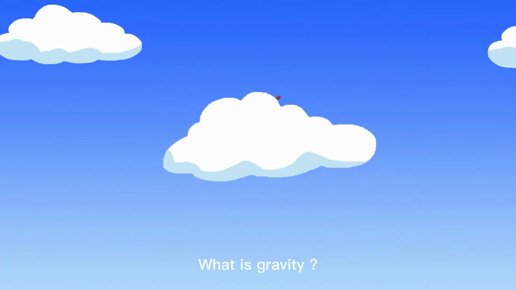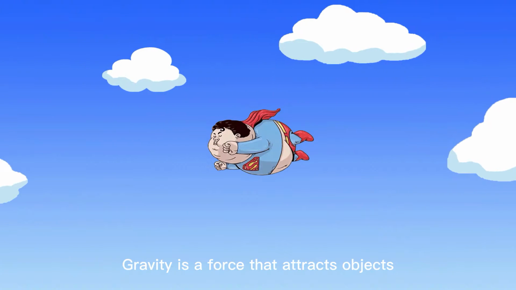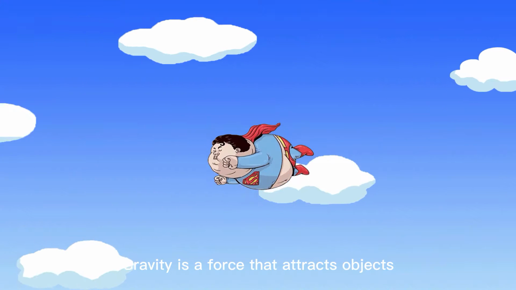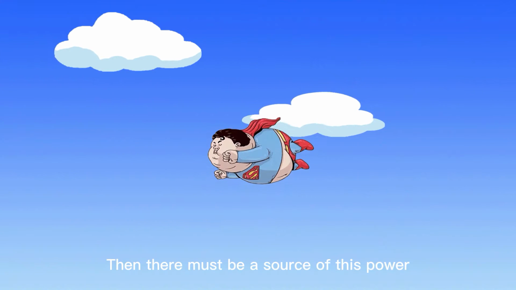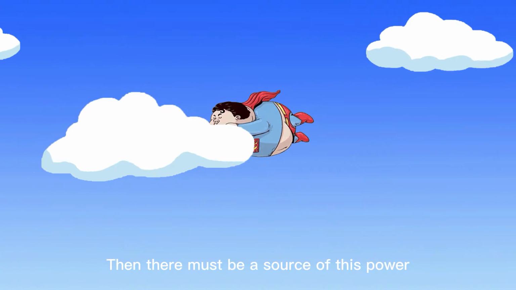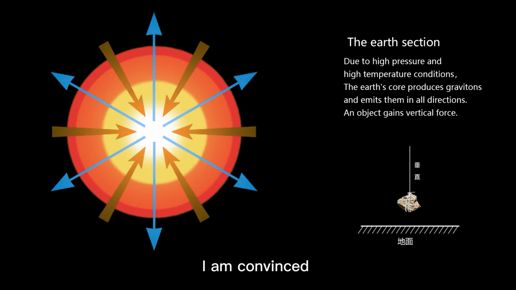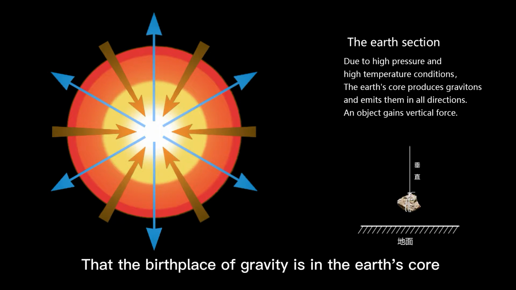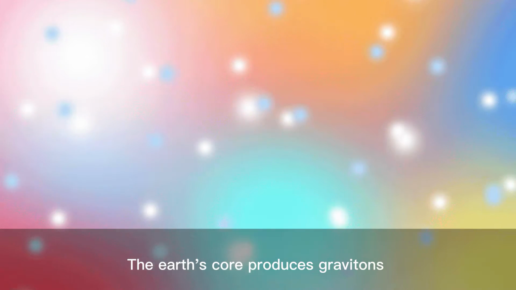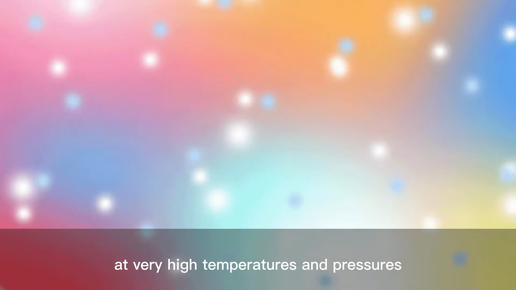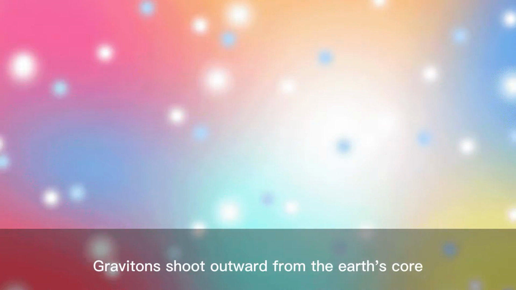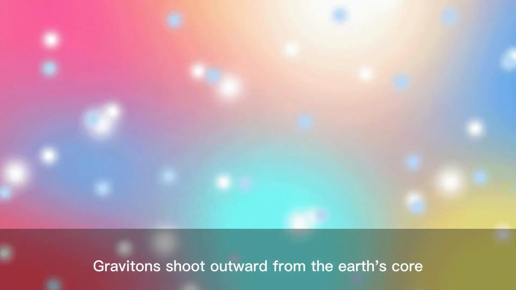What is gravity? How does it happen? Gravity is a force that attracts objects. Since it is a force, then there must be a source of this power. At the Earth, the gravity of almost all objects points to the Earth's core. I am convinced that the birthplace of gravity is in the Earth's core. The Earth's core produces gravitons. At very high temperatures and pressures, gravitons shoot outward from the Earth's core.